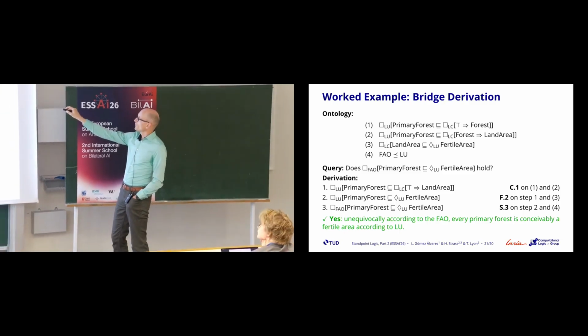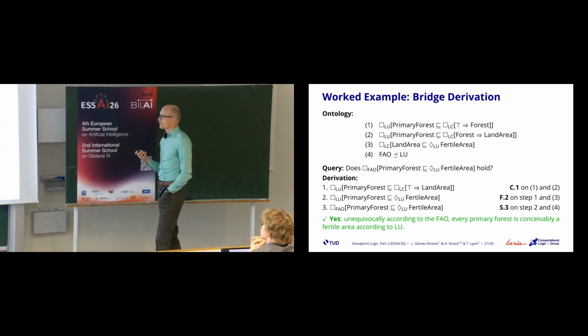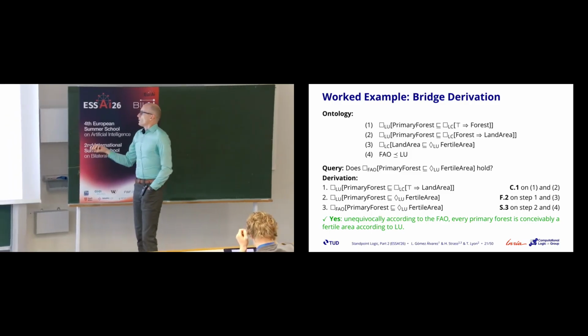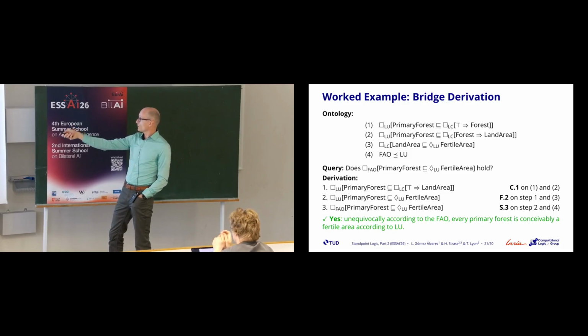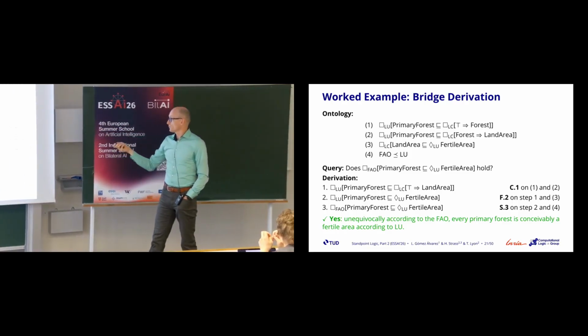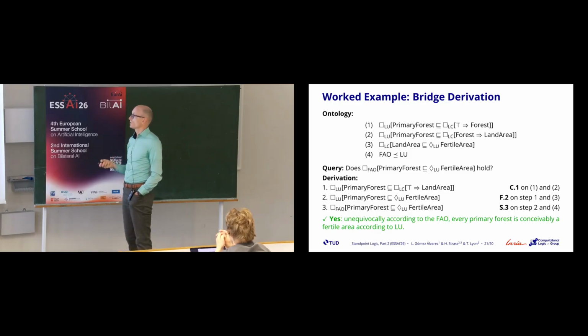And here we say anything is a forest, and if it's a forest, then it's also a land area. And therefore, anything is a land area. So that's just applying C1 on these first two axioms. Now, we also have rule 3 stating that a land area is subsumed by conceivably being a fertile area. And so basically we can replace this by this conclusion that it's conceivably a fertile area.